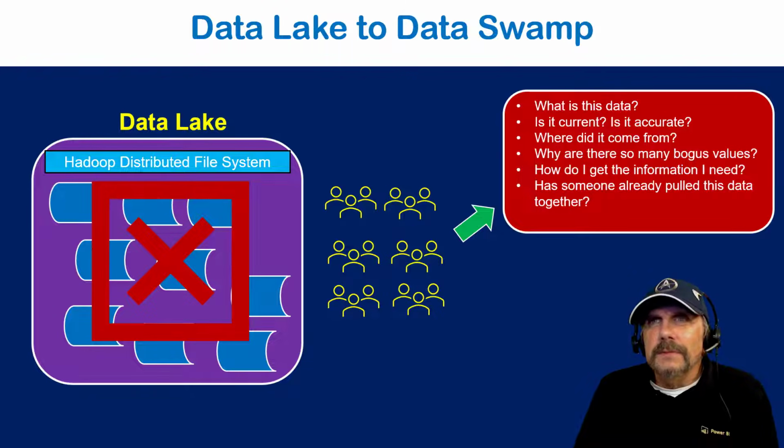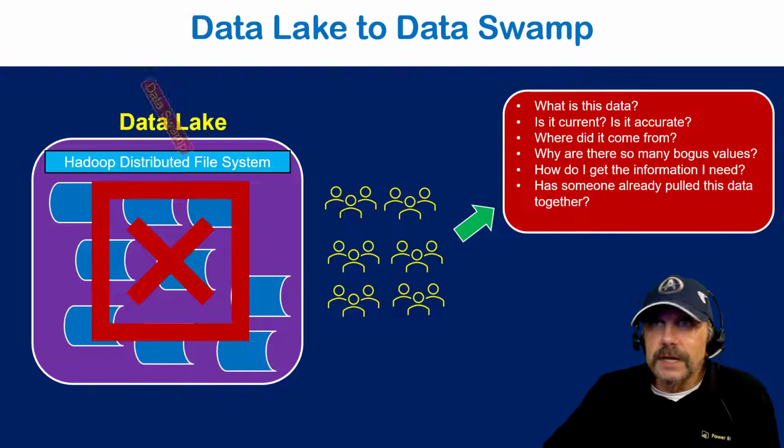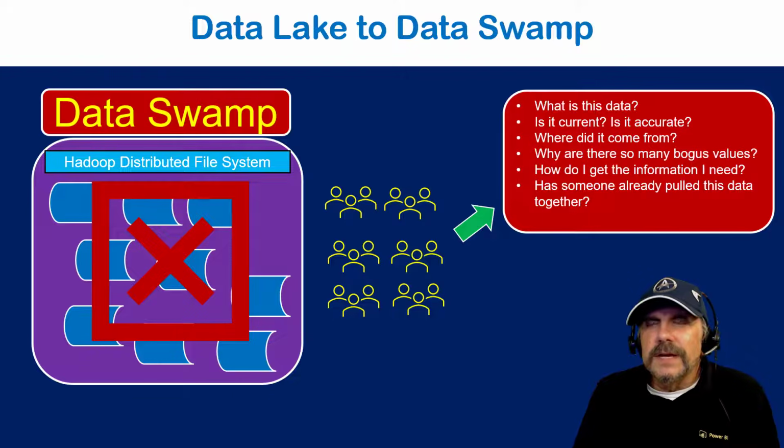So this became a data swamp instead of a data lake. In other words, it became pretty useless pretty quickly. People started to enter the trough of despair. This promise wasn't all it was cracked up to be.